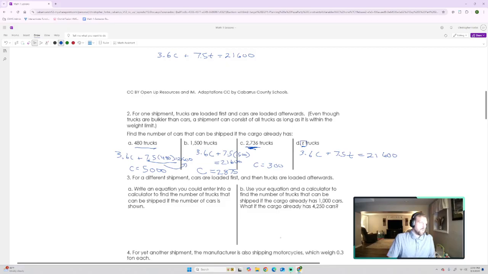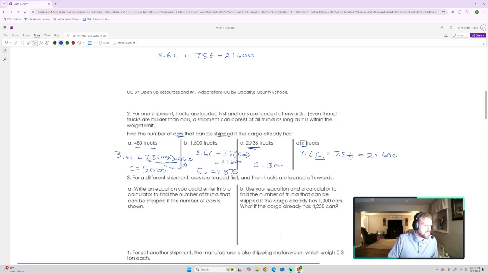Well, remember the question is find the number of cars that can be shipped in the cargo. So if I want to find the number of cars, it wants us to still solve for C like we did in the other problems. It's just this time we don't have a T value to plug in. It just essentially is asking us to get C by itself. It wants us to still know what C is. It's just we won't have an exact number because we don't have any T trucks.